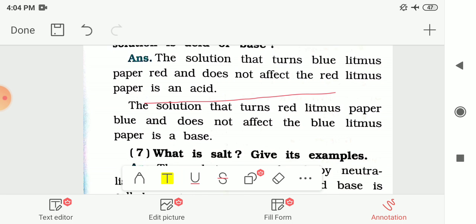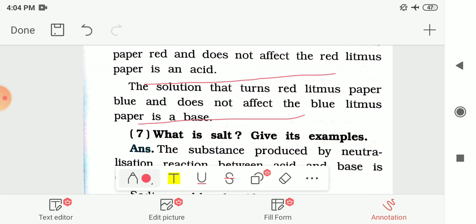And the solution that turns red litmus paper into blue and does not affect the blue litmus paper is known as the base. So this is how, by the indicator, here we had used litmus paper, we can say that any solution is either acidic or basic.